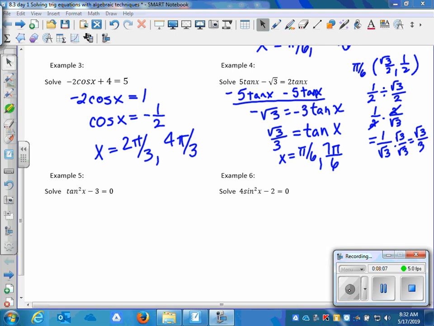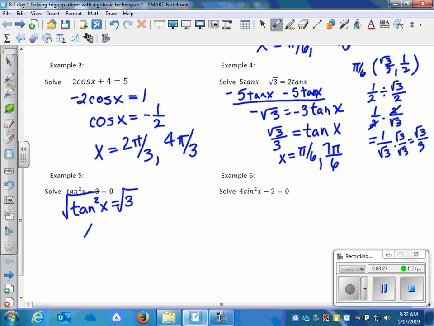All right, example 5 is a square root problem because you have originally a squared function. So we're going to isolate the squared function by adding 3 to both sides. So we have tan squared x equals 3. And to isolate it to just tan x, you're going to take the square root of both sides. So we have the tangent of x equals plus or minus the square root of 3. So you're going to end up with 4 solutions because you're going to take all of the positive ratios square root 3 and all of the negative ratios that are square root 3 as well.